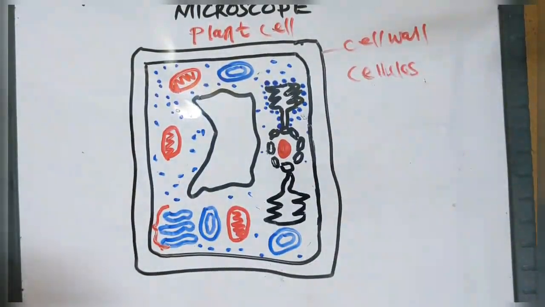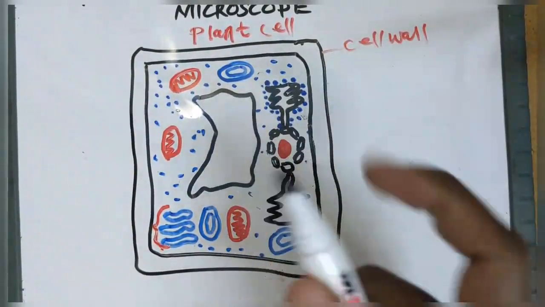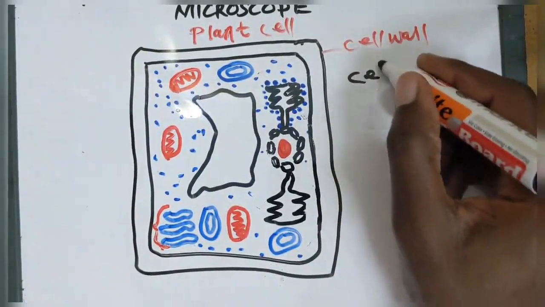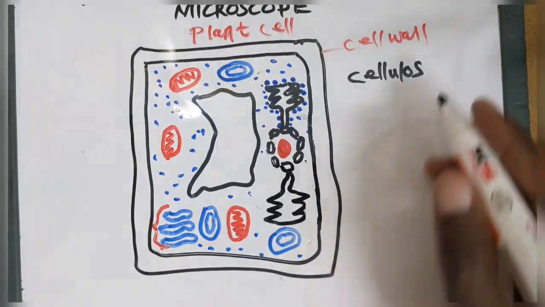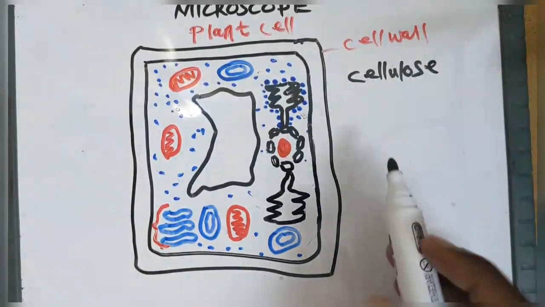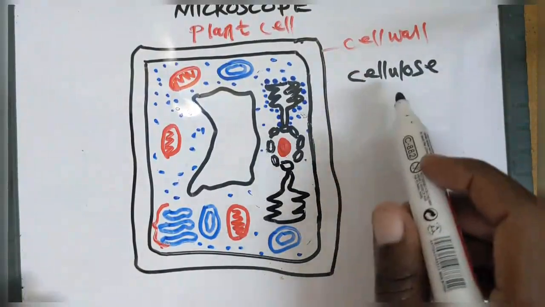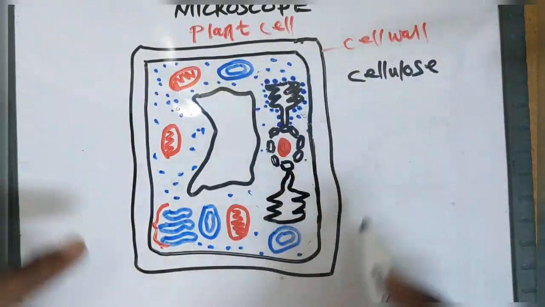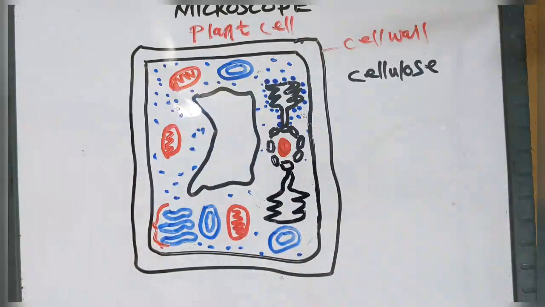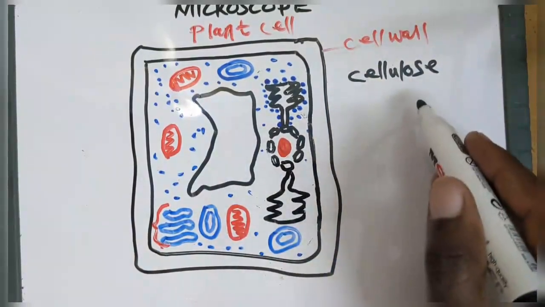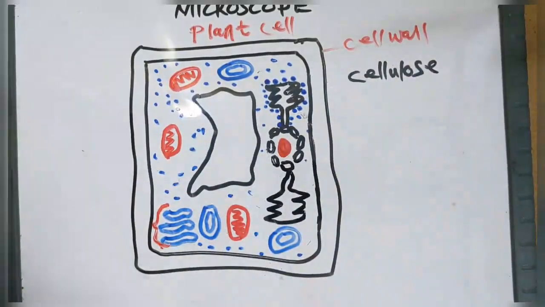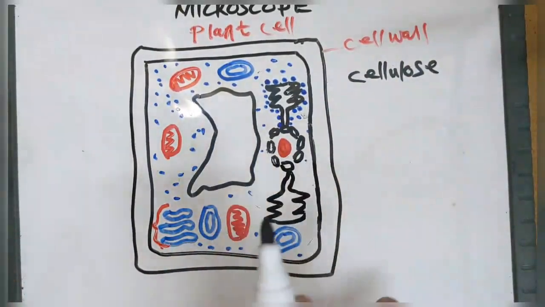Let me use a black marker. It is made up of what? Of cellulose. This cellulose is the one that makes it strong. If you see the outer part of the plant, it is very strong because it contains what? Cellulose. So this cellulose is used to protect the cell against damage.